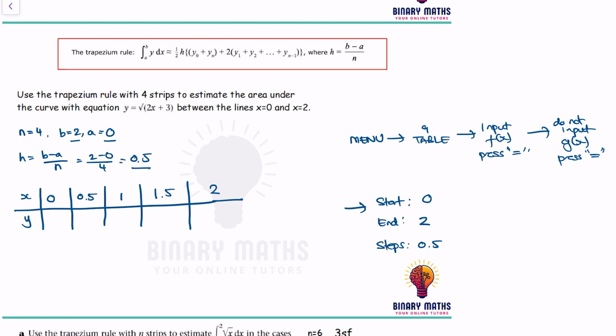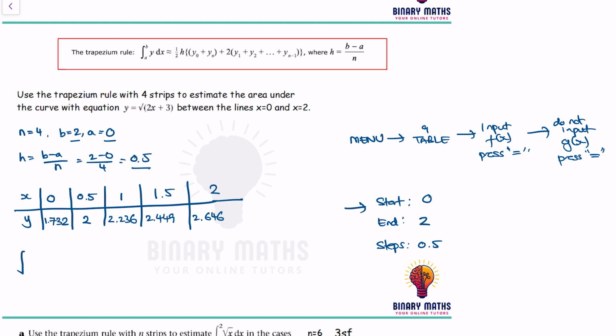Okay, when you substitute these values in, the table function does this for you automatically. When x equals 0, you get 1.732 to 3 decimal places. For 0.5, when you substitute 0.5 into the function, you get 2. When you substitute 1 in, you get 2.236. When you substitute 1.5 in, you get 2.449. And when you substitute 2 in, you get 2.646.